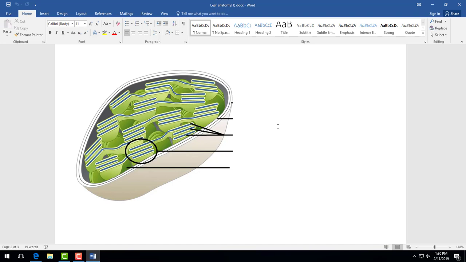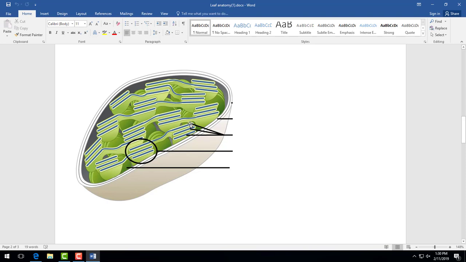But the fluid inside here is called stroma. Not stoma, stroma, with an R. Stroma is the fluid inside the chloroplast, and there are lots of enzymes for one of the reactions of photosynthesis. So this line here is stroma, the fluid inside the chloroplast. So that's this bottom line here.